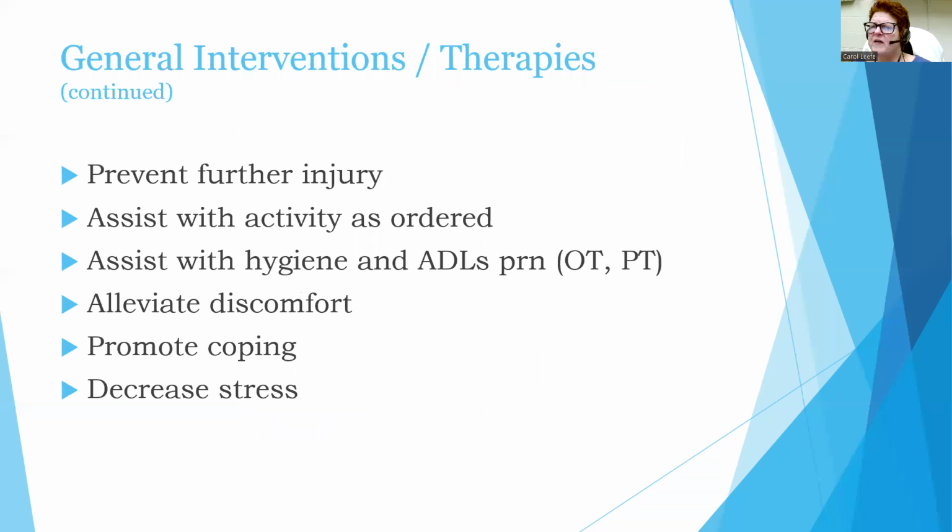So some more general interventions or therapies. We want to prevent further injury to the patient. So we need to also look at other things. Along with their CBC, you also get a platelet count. So what is that platelet count doing? What do the platelets do? As well as assisting with activity as ordered. If they're supposed to be up in the chair twice a day, we need to do that. If they're supposed to be ambulating in the hall, we need to get them up and moving.